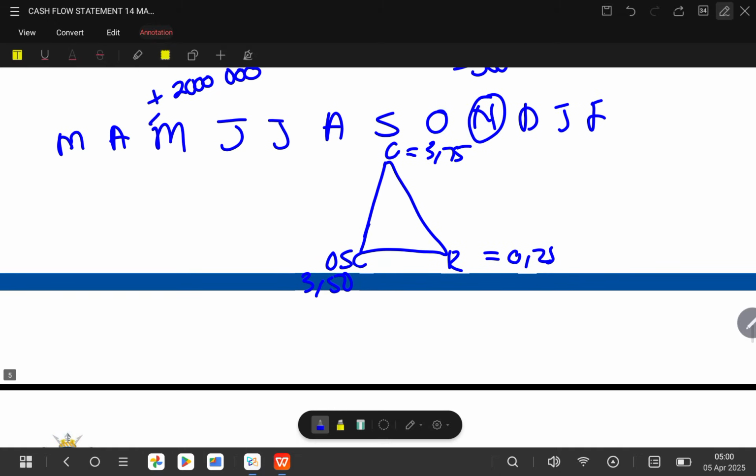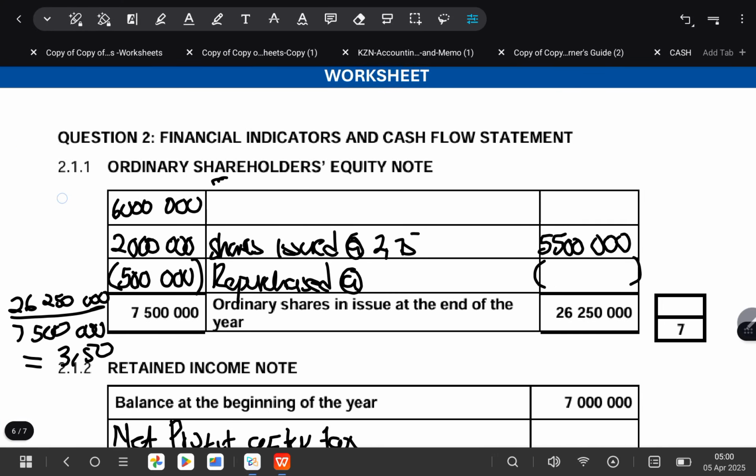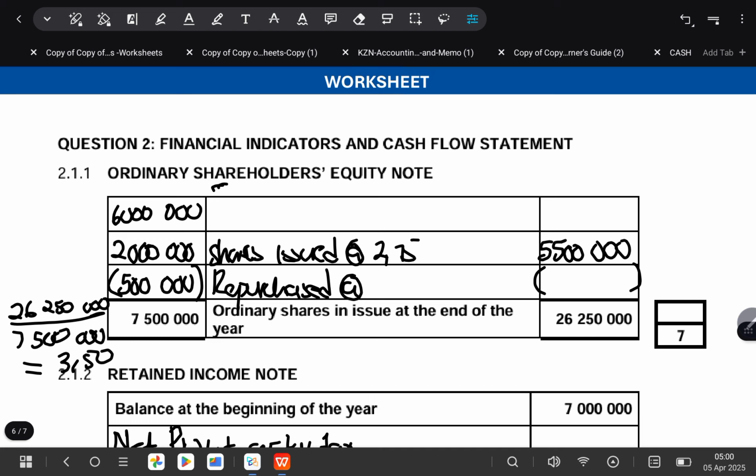Okay, now let's go back to our information. So remember, we have our repurchase price. We got the R3.50, so it's at R3.50. So if we say 500,000 multiplied by R3.50, it's going to give us 1,750,000.